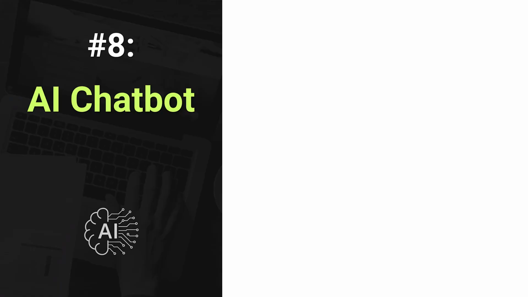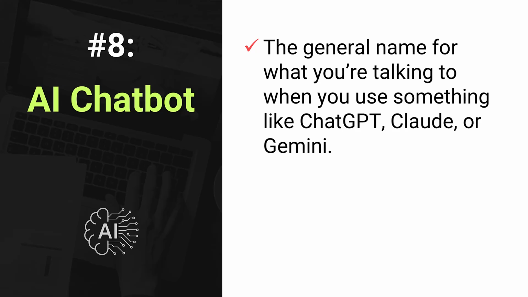All right, with that quick foundation in place, let's jump back into the terms you run into all the time when using AI tools. A chatbot or AI assistant is the general name for what you're talking to when you use something like ChatGPT or Claude or Gemini. You ask a question, you get a response, and you're basically having a text-based conversation with AI.